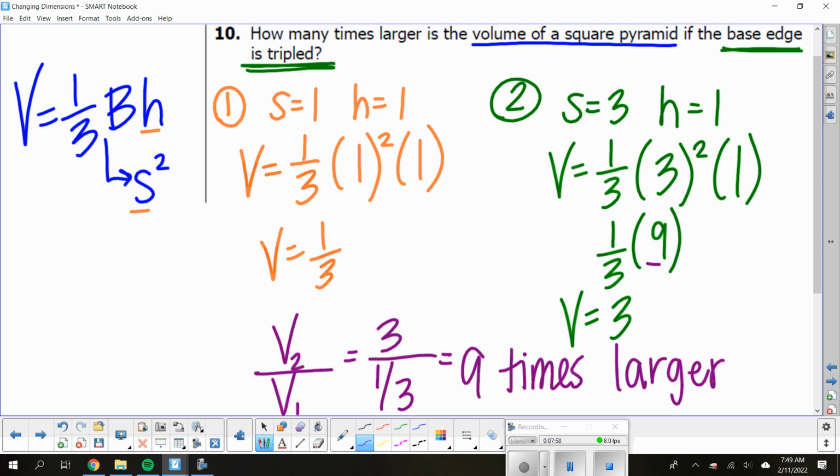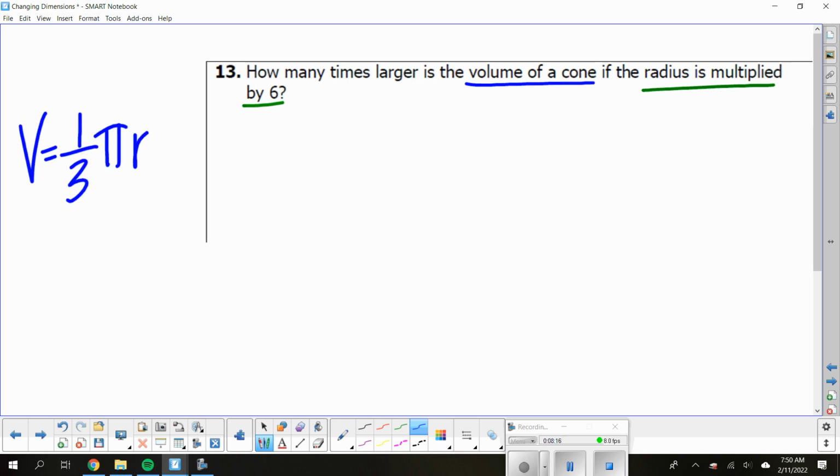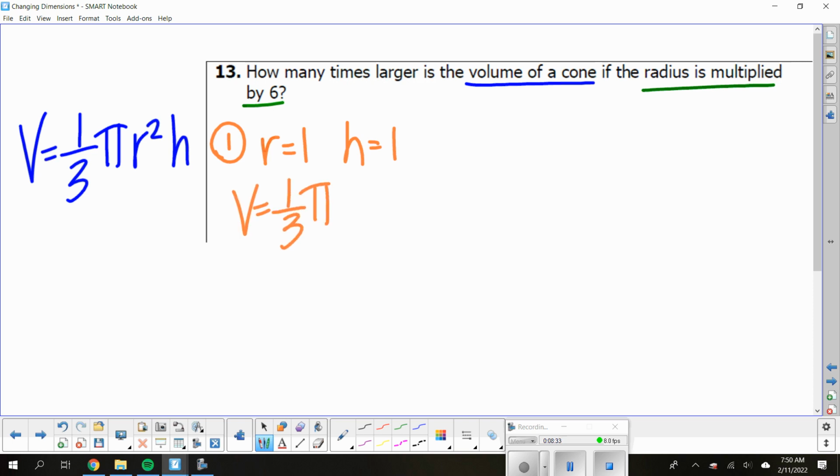Alright, let's look at number 13. How many times larger is the volume of a cone if the radius is multiplied by 6? So what I'm changing is that radius. My volume of a cone formula is 1/3 pi radius squared times height. So my two dimensions that I need to document are my radius and my height. Again, for my first test, I always have both equal to 1. Running that formula, volume is equal to 1/3 pi times 1 squared times 1. 1 squared is 1, times 1 is 1.